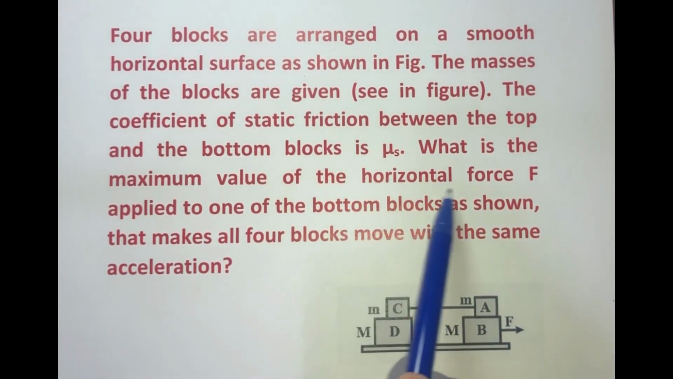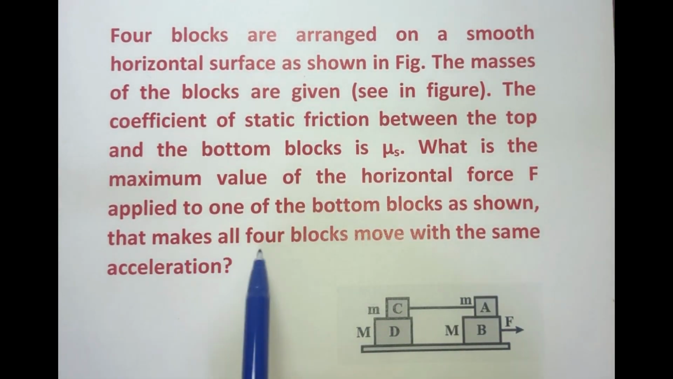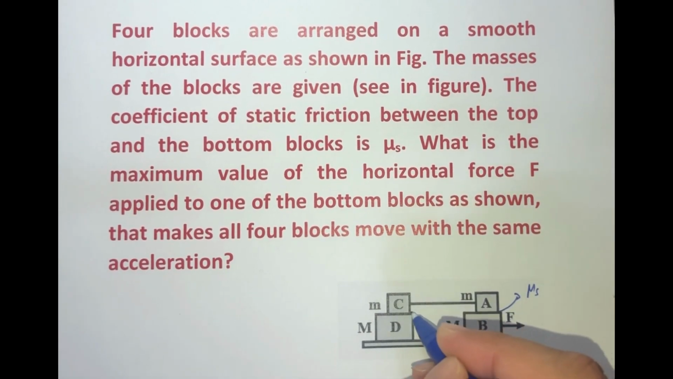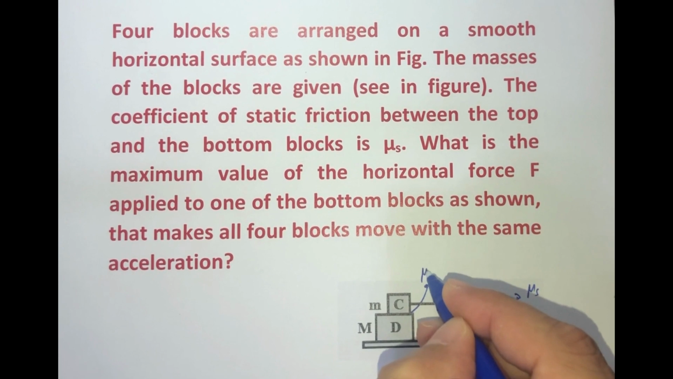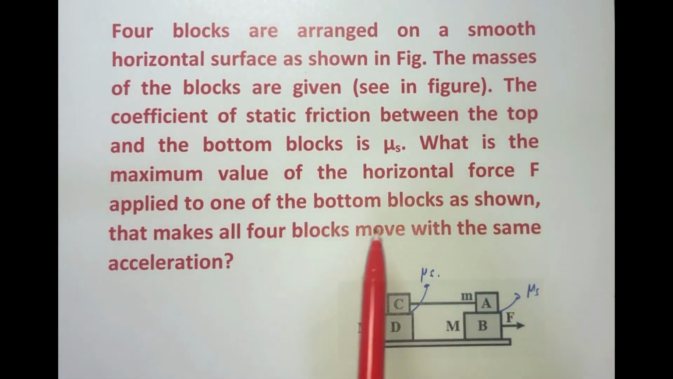What is the maximum value of the horizontal force applied to one of the bottom blocks, as shown, that makes all four blocks move with the same acceleration? So force is being applied to the block B, and it is given that static friction between A and B is mu s, and between C and D is also mu s. And we are going to find out the maximum value of the horizontal force, that is the value of F.